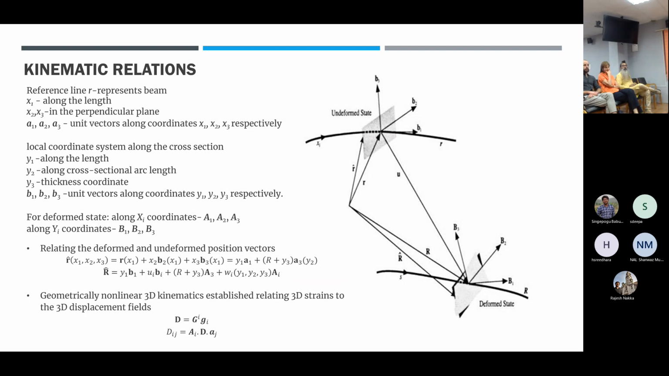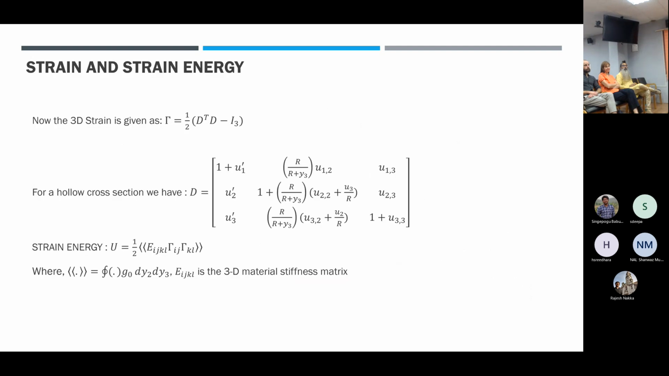So relating the deformed and undeformed position vectors, we can get these relations. Using this, we can obtain the deformation gradient tensor using the contravariant and covariant vectors. Once we get this, we can move on to our 3D strain, where using this deformation gradient tensor, we can get the 3D strain tensor. Here I have shown the deformation gradient tensor for a hollow cross-section tube. You can get different ones for different cross sections. Now using the strain, we can get the 2D strain energy.